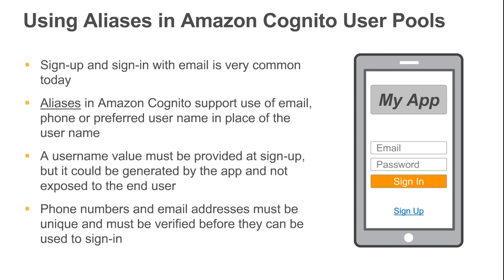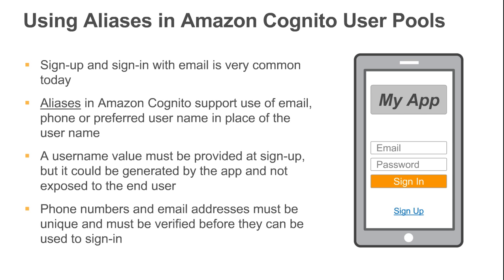We talked about aliases, and this is the ability to allow users to sign in with something other than their username. So here's an example where you could give the user experience where they sign up and sign in with just their email and password. You can do that through aliases. You can check in the console, as you saw, what different attributes you would allow be used as aliases.